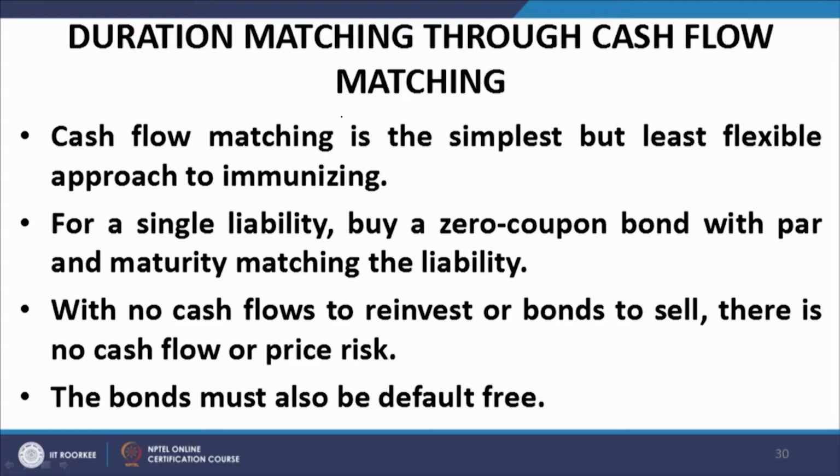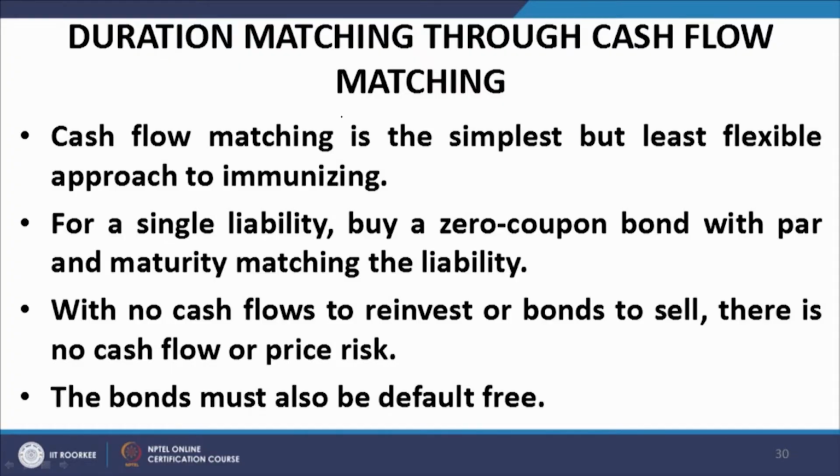With no cash flows to reinvest, there is no coupon payment. So, no cash flow to reinvest, or bonds to sell, because you are redeeming, you are getting the redemption proceeds. The maturity of the bond coincides with the life of the liability, and therefore, on the date that you have to redeem the liability, you will get the redemption proceeds from the company, which are known upfront, which is part of the contract of issue, and therefore, no uncertainty there as well. We assume, of course, that the bonds are default free.